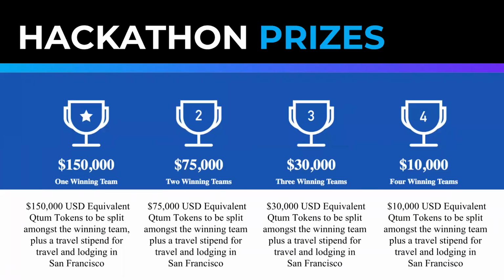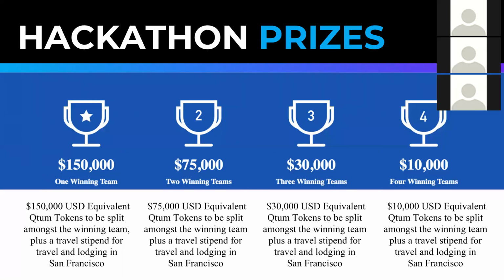But of course, it's not the only thing that makes this event cool. There are a ton of prizes up for grabs. And instead of a typical hackathon where you're only seeing 1, 2, maybe 3 winners, we've got 10 main winners in the overall round for this hackathon, not including our milestone prizes. Those main winners will see one first place team walking away with 150,000 USD equivalent quantum tokens. We'll then see 2 winning teams walking away with 75,000, 3 winning teams walking away with 30,000, and 4 final winning teams walking away with 10,000.